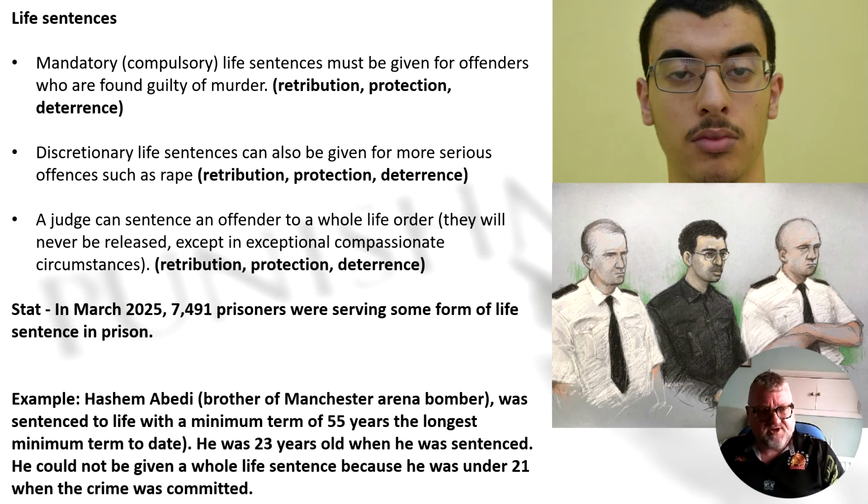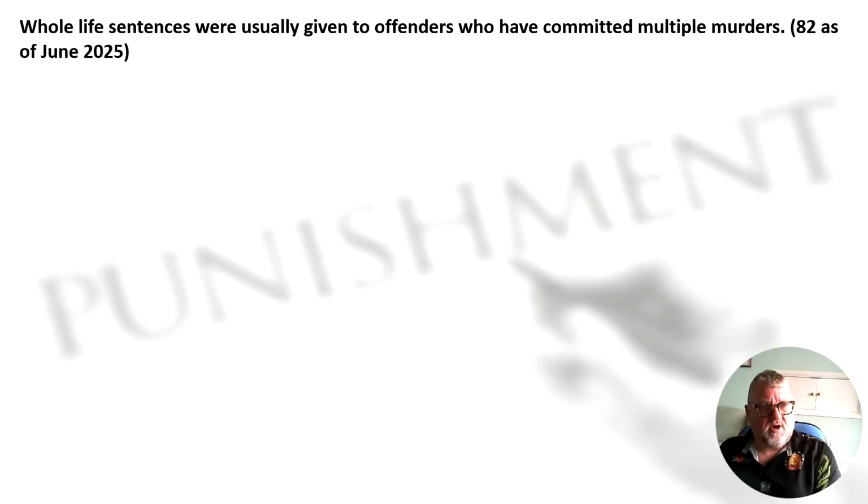He was 23 years old when he was sentenced, and he couldn't be given a whole life sentence because he was under 21 when the crime was committed. So he is not going to be even eligible for parole until he's 78 years old. So unlikely to get out of prison ever. And whole life sentences where you never get out are usually given to offenders who've committed multiple murders.